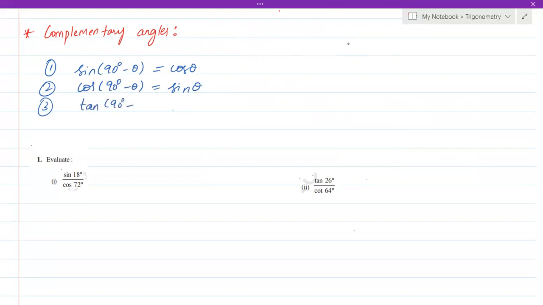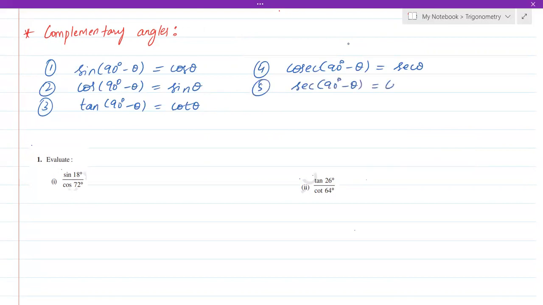Tan of 90 degrees minus theta will be equal to cot theta. The fourth one. Let's start with cosecant. Cosecant of 90 degrees minus theta is secant theta, and secant of 90 degrees minus theta is cosecant theta, and cot of 90 degrees minus theta is tan theta.